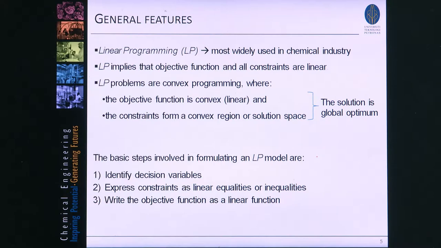Linear programming is the most widely used in chemical industries simply because we try to simplify things into linear forms, so that we can have a global optimum. Because last time we discussed that if the constraints are linear and the objective functions are linear, all of them make a convex region where we can find global optimum solutions.